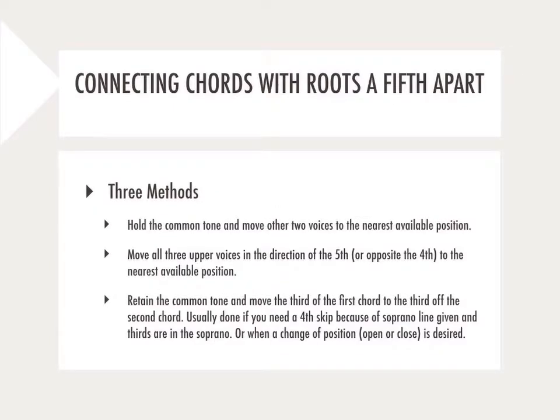There are 3 methods for connecting root position triads whose roots are a fifth apart. There is a 4th method, which is used in special situations. You will usually use one of the first 2 methods when part writing. The first method is to hold the common tone and move the other 2 voices to the nearest available position. Now, the nearest available position will be no more than a third away. Remember this. You will use the nearest available position in all chord connections.